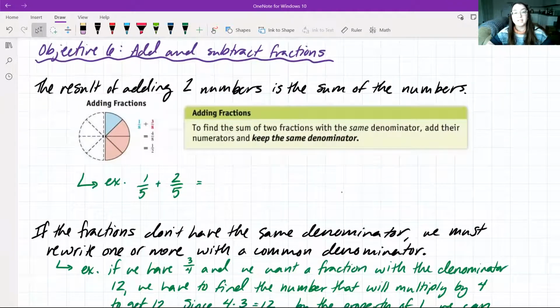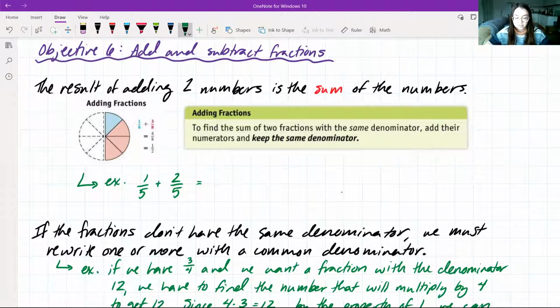All right, so our last objective that we'll be going over today is going to be adding and subtracting fractions. The result of adding two numbers is the sum of the numbers. And I apologize, I should be in red. This is the sum, since this is one of our key words here. So when you add two numbers together, the result is the sum.